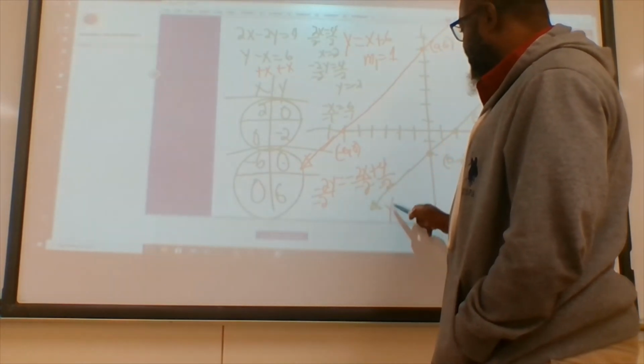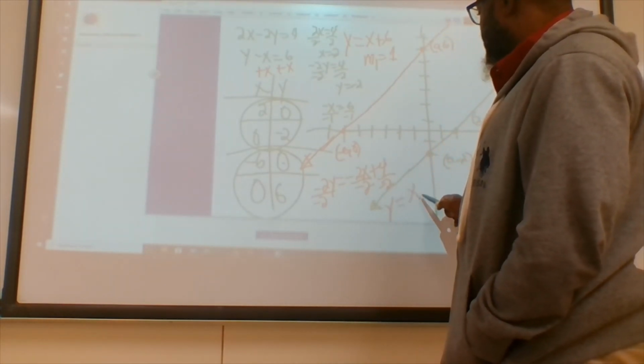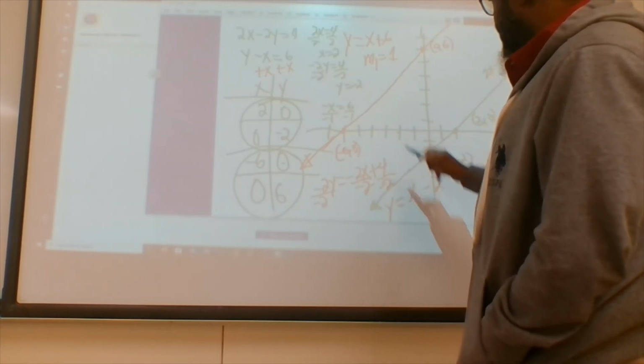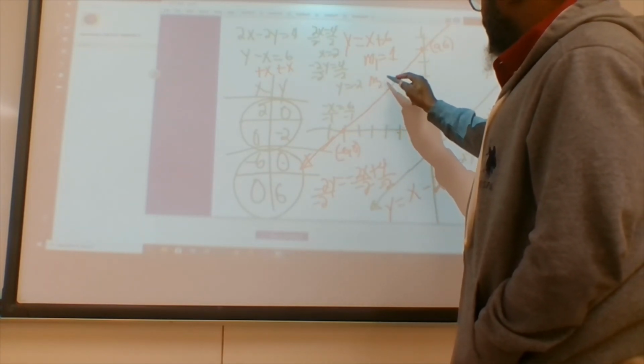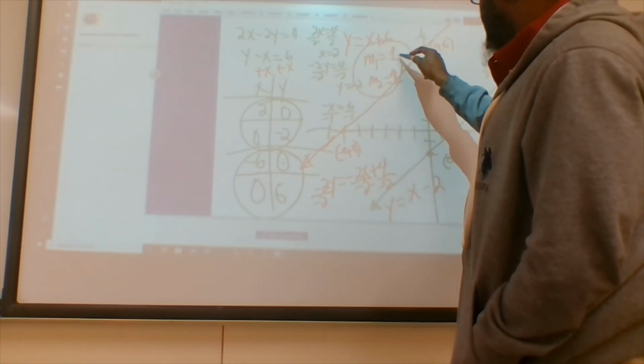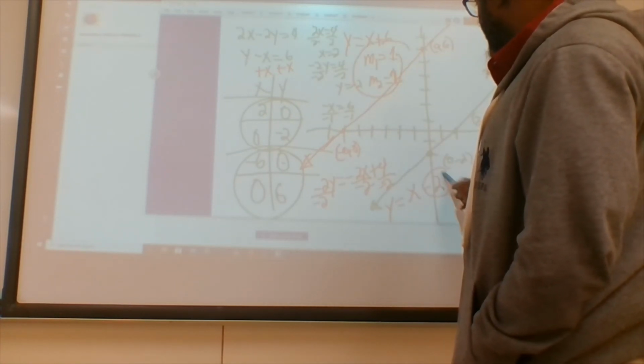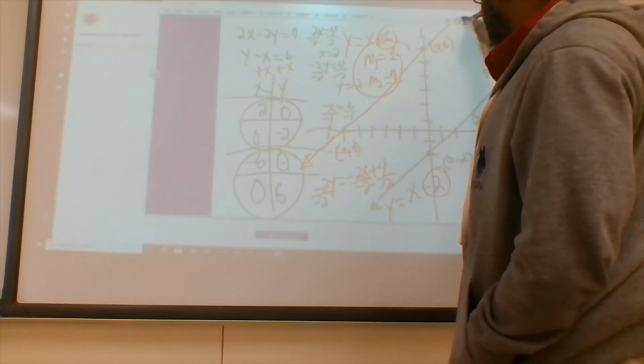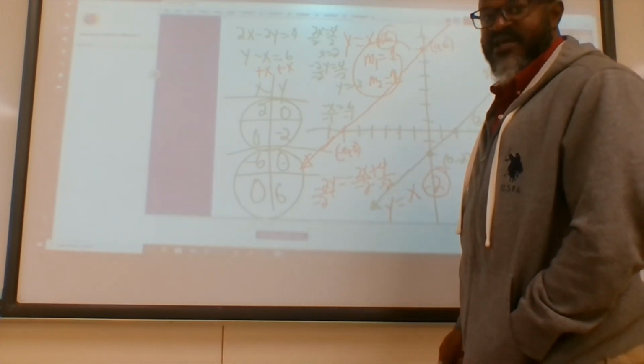And you will have y is equal to x minus 2, and your m2 is 1. They have the same slope but different y-intercept. That's the reason they do not touch. Those two lines are parallel. So that's how you will see it.